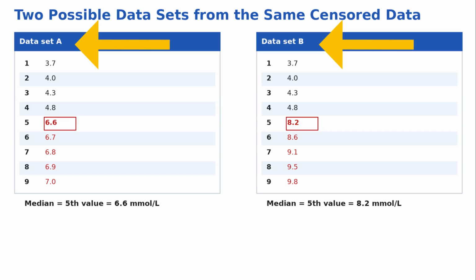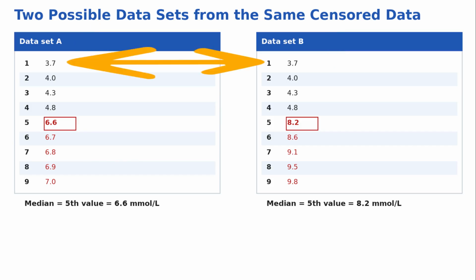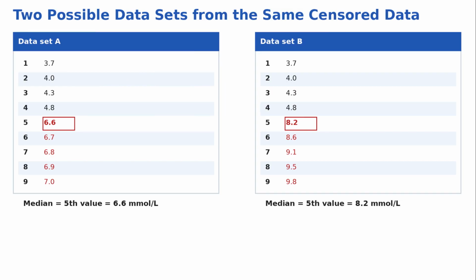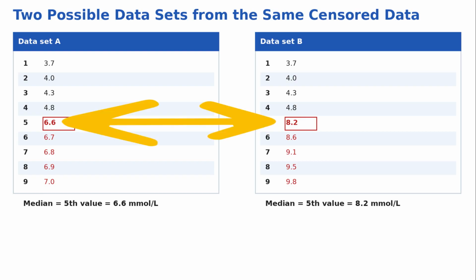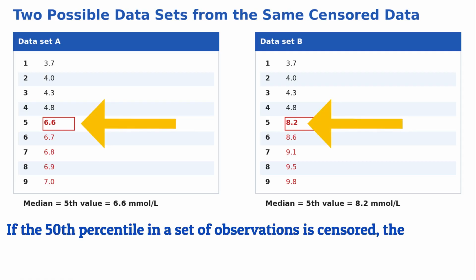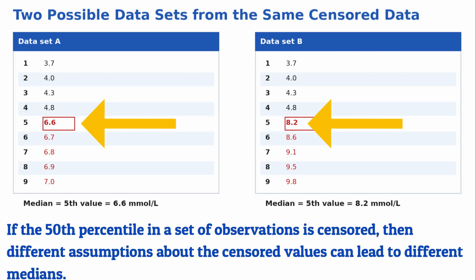In both datasets, we start with the same observed values, 3.7, 4.0, 4.3, and 4.8, along with 5 values known only to be greater than 6.5, so the median is the 5th ordered value out of 9 observations. In the first dataset, we replace the censored values with numbers just above 6.5, making the 5th value 6.6. In the second dataset, we replace them with larger but still plausible values, making the 5th value 8.2. Even though the original data are identical, the medians differ substantially. This shows that when the median itself falls in the censored region, it depends on how the unknown values are filled in, so different assumptions can lead to very different medians.